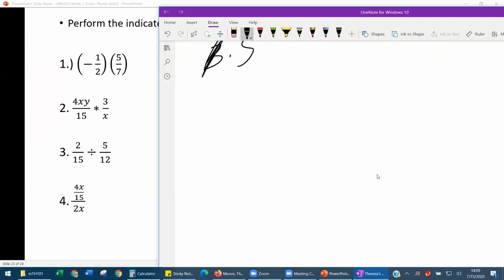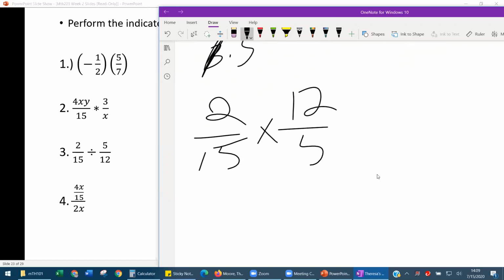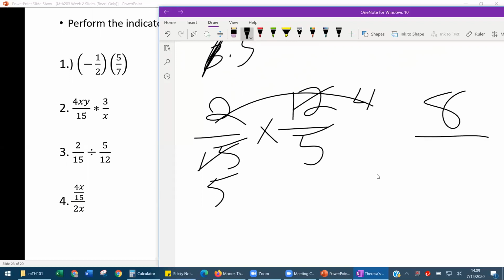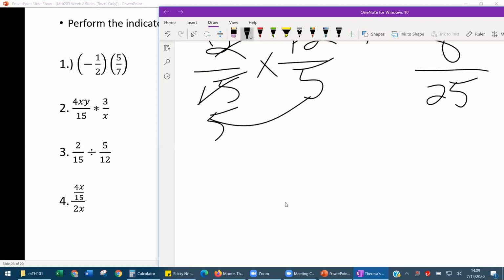Okay, so now we have a division problem. 2 over 15 divided by the second fraction. So I'm going to keep this. I'm going to change the operation and I'm going to flip the second fraction. Okay, so I know 15 and 12 have a common 3, right? If I take a 3 out of each, I get 4 here and 5 here. So I have 2 times 4, 5 times 5, 8/25.